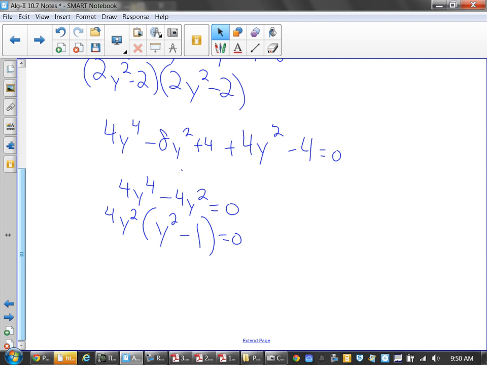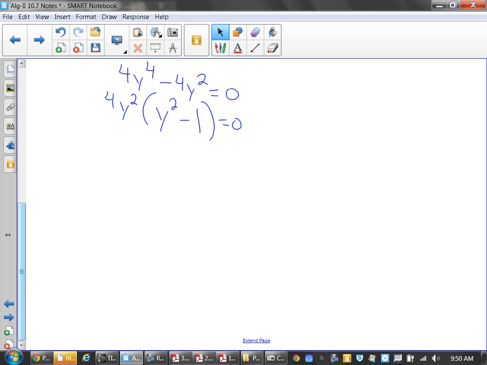Now, does everybody agree that I have two terms now? What do I do with those two terms? Set them both equal to 0. So this first term, you get 4y squared equals 0. That one's easy. What's y going to have to equal here? 0. y is going to have to equal 0. This second term, can that be factored?